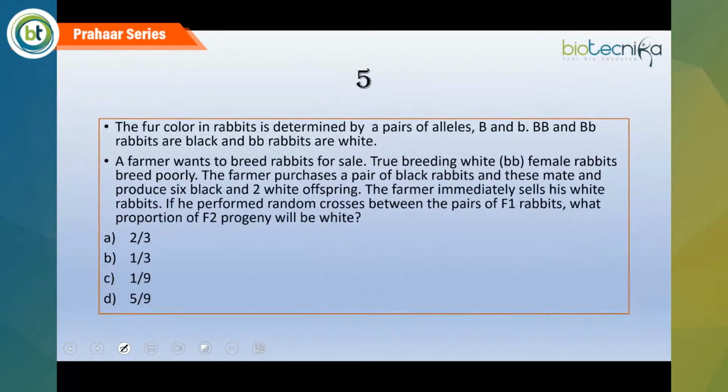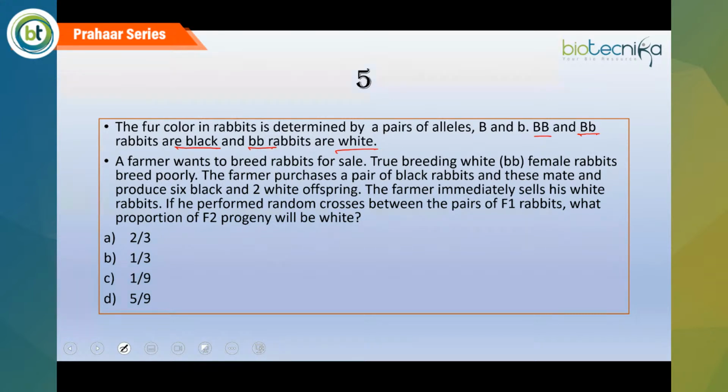Right. Now moving on to one more question related to the probability and Mendelian genetics. The fur color in rabbits is determined by a pair of alleles, capital B, small b. Capital B capital B and capital B small b are black in color, whereas small b small b are white in color. Now the farmer wants to breed the rabbits for sale.